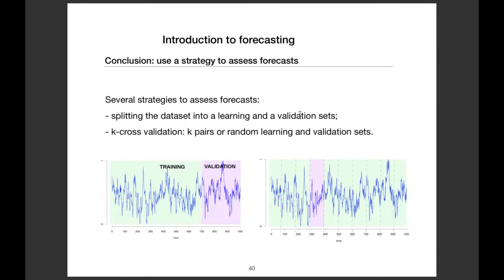And so virtually, it enables you to compute 10 pairs of random learning and validation sets. So by using this methodology, it's like virtually you can expand your validation set because you computed 10 different validation sets.